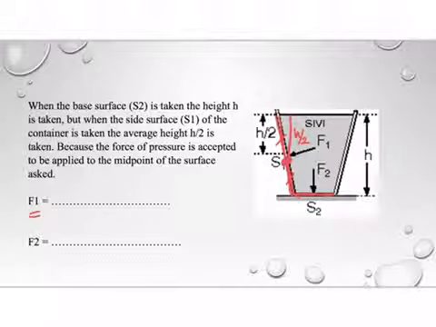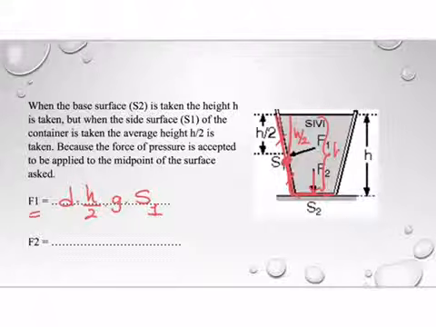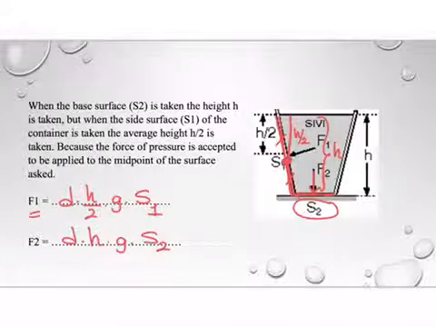So the force of pressure 1 is equal to the density of the liquid, the average depth, g, times the surface S1. For the force of the liquid at the base of the container, the depth is equal to h. So the density of the liquid, the depth h, g, times the base area S2 will give us the force of pressure at the base of the container.